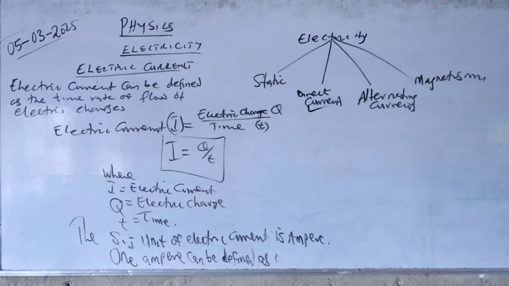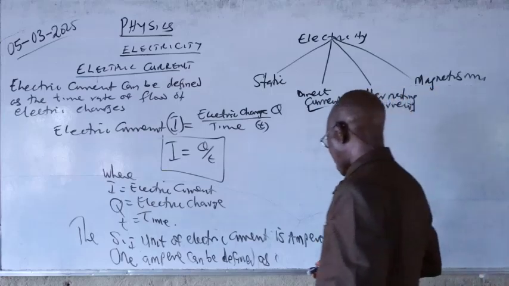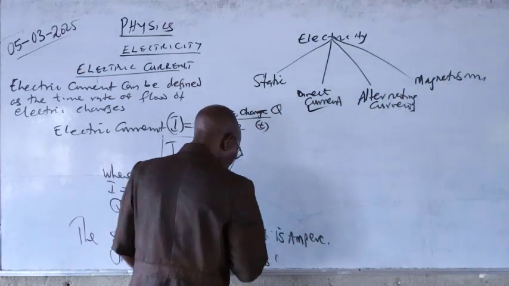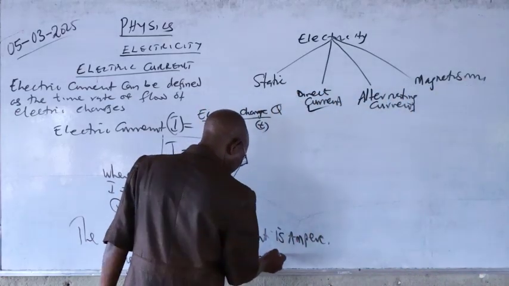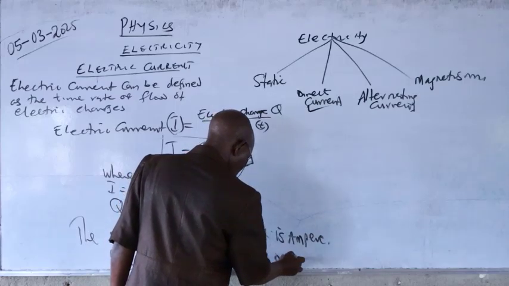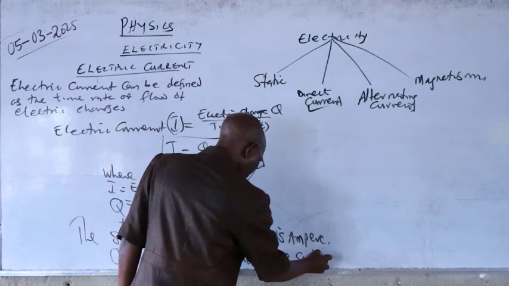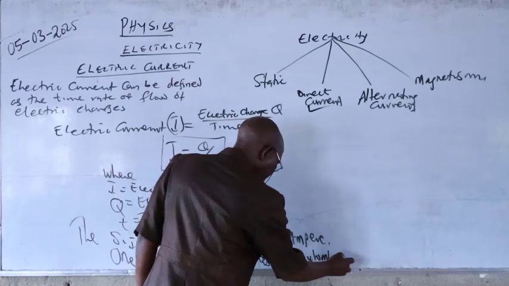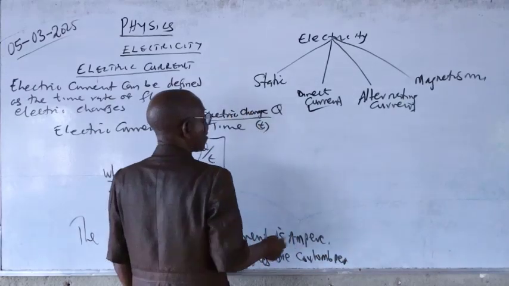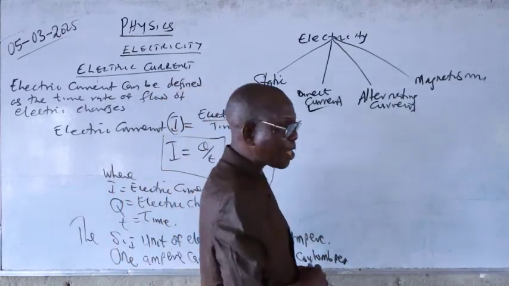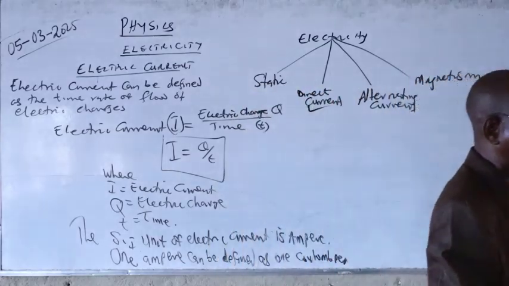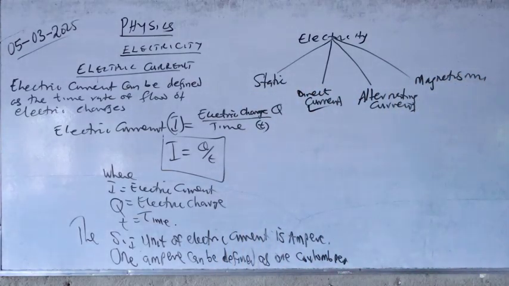That's the SI unit. 1 ampere can be defined as 1 coulomb per second. An ampere is defined as 1 coulomb per second.